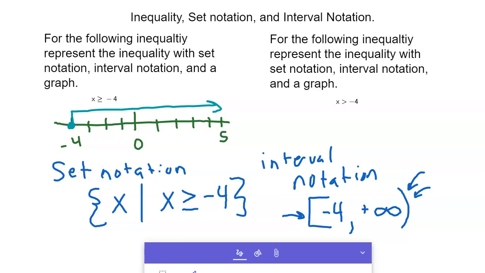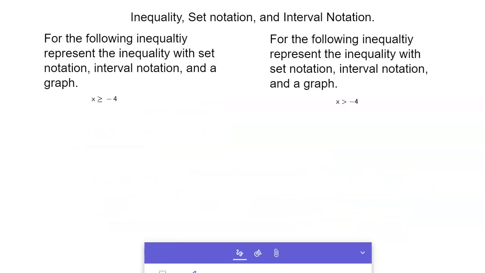So that's for the problem on the left. Now let's deal with the problem on the right. On the right, the only difference is, and I'm going to write this just a little bigger, x is greater than negative 4. So x is greater than negative 4 does not have, over here it was x is greater than or equal to negative 4. And so on this right side here, we don't include the negative 4.